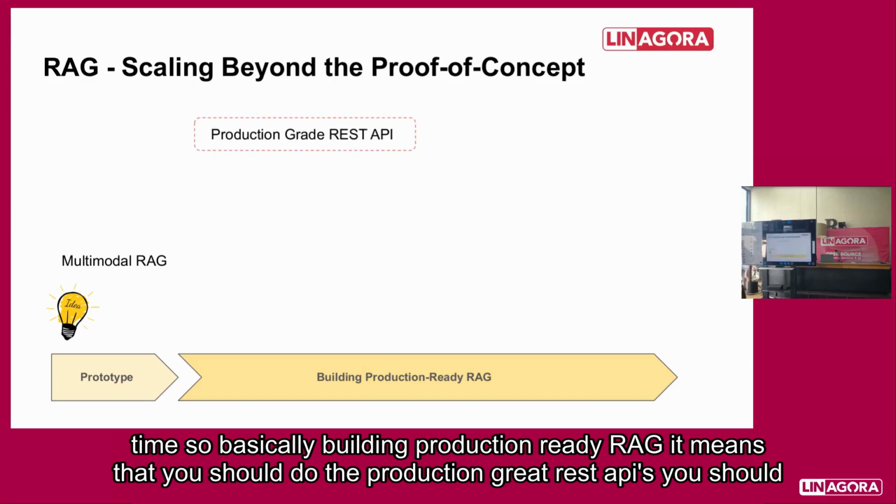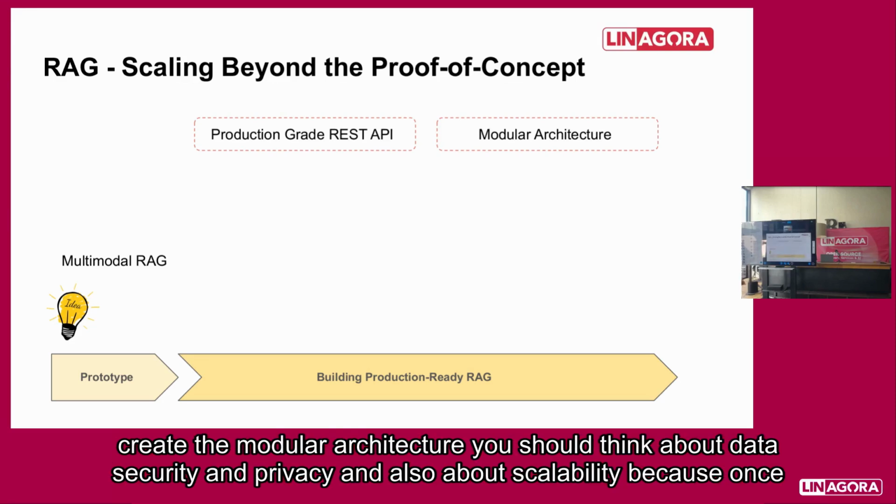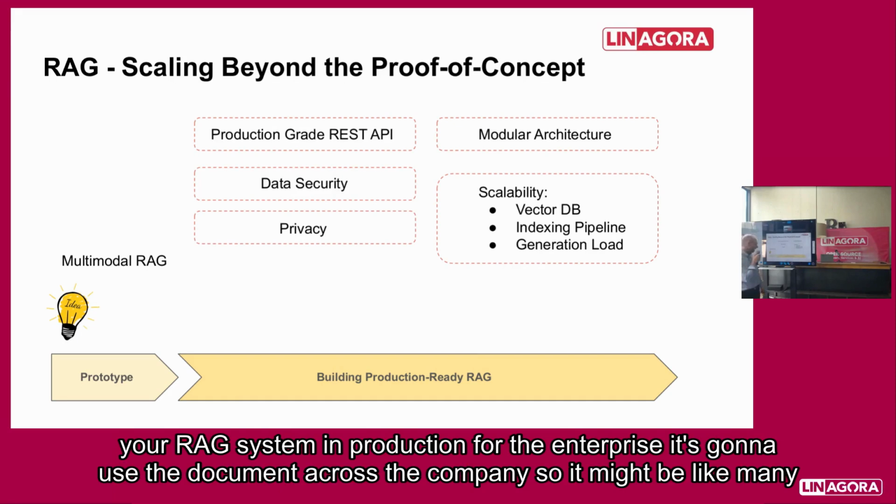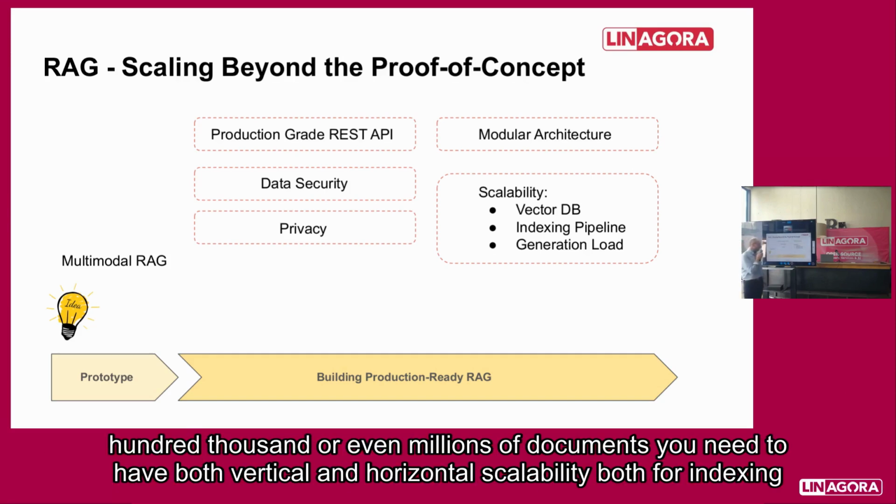It requires a lot of effort and time. So basically, building production-ready RAG means that you should build production-grade REST APIs. You should create a modular architecture. You should think about data security and privacy, and also about scalability, because once your RAG system is in production for the enterprise, it's going to use documents across the company. So it might be many hundreds of thousands or even millions of documents.